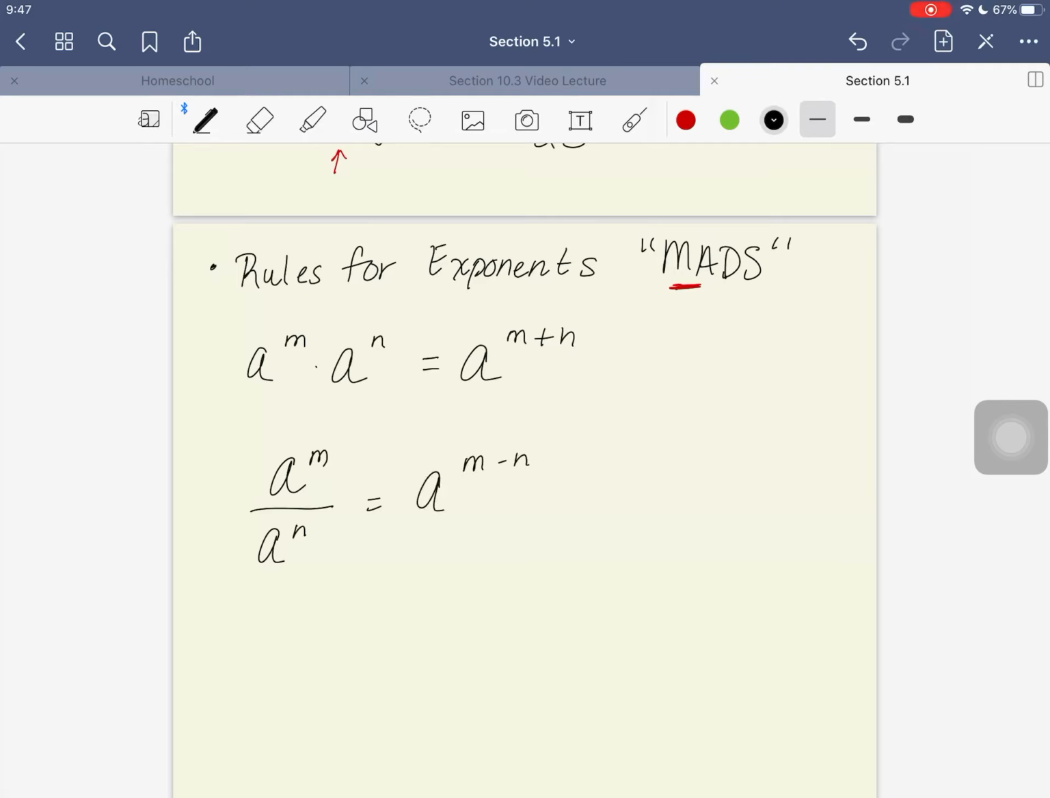All right, when you are dividing exponents of like bases, you subtract. So that's where the D and S come from in MADS. So a to the m over a to the n is equal to a to the m minus n.